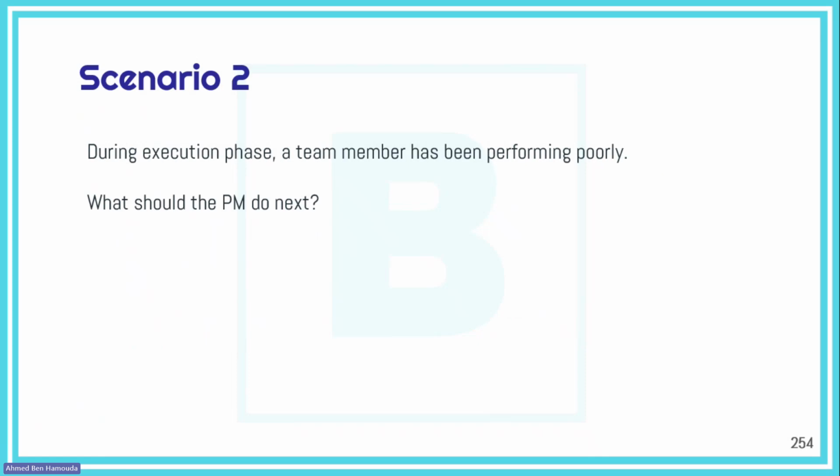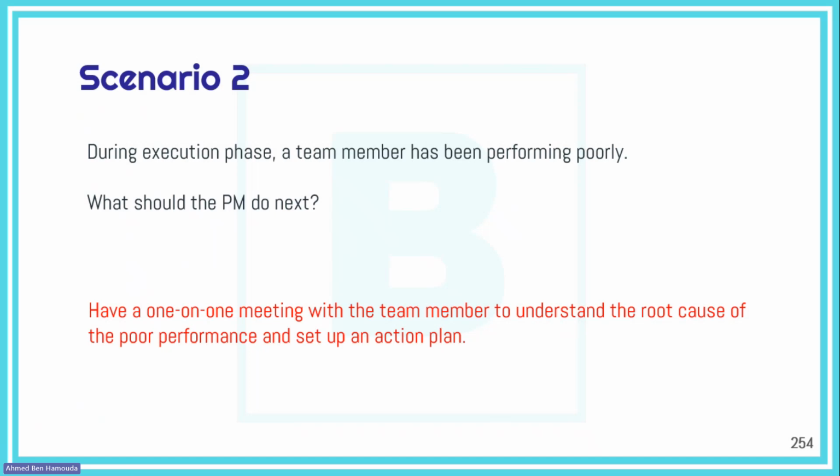During the execution phase, a team member has been performing poorly. Now, what should you do as a project manager? Or what should you do next? Now you have a team member who's got a bad performance. Of course, what you need to do is to have a one-on-one meeting with that team member. You do not talk to that team member in front of the others. You do not do it in public. You do not do it in an internal status meeting. No, you do it one-on-one with them.